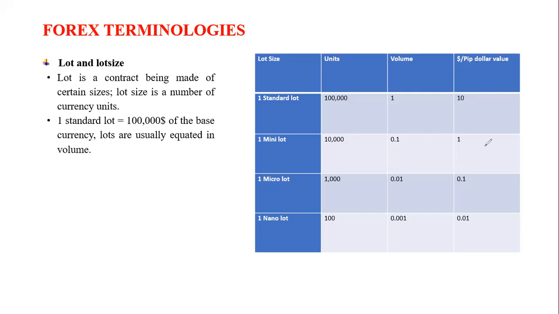So lot size and lot. A lot is a contract being made of a certain size. You are making a contract of a certain size, and these sizes are numbers. But there's a standard way where we say one standard lot is equal to a person using a capital of $100,000.